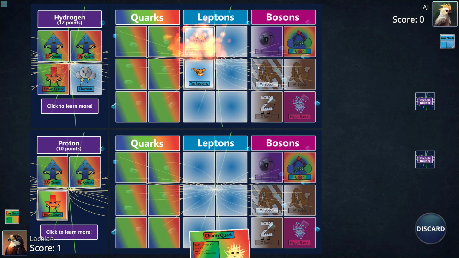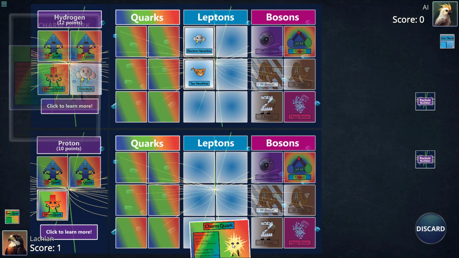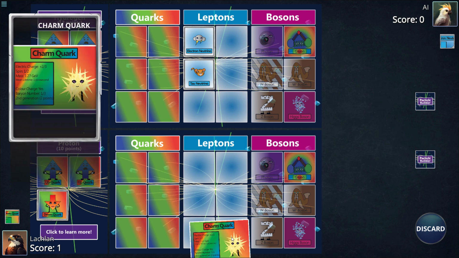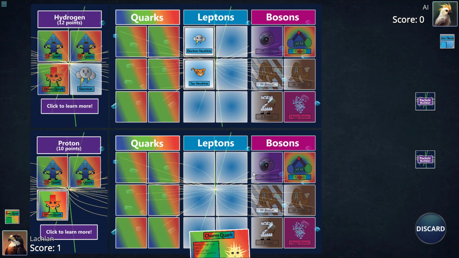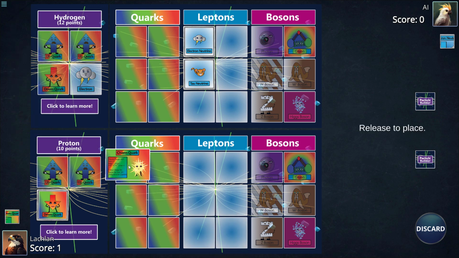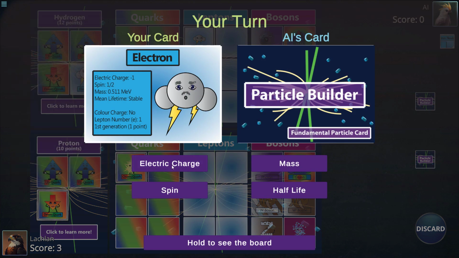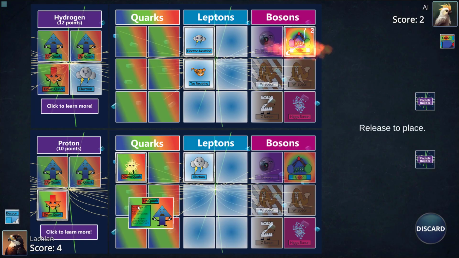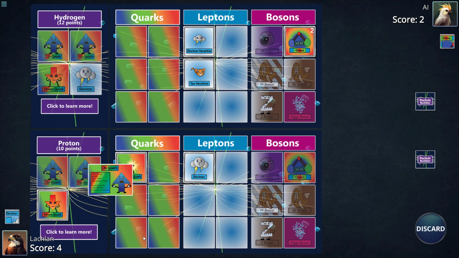So that went very quickly, but the AI chose to keep this neutrino, and I'm going to take my charm quark, and it belongs in the quarks area. This allows students to learn about which types of particles belong to which of these categories, quarks, leptons, or bosons. So the game keeps going card by card, and this game is a race. What we are aiming to do is build our target faster than our opponent.